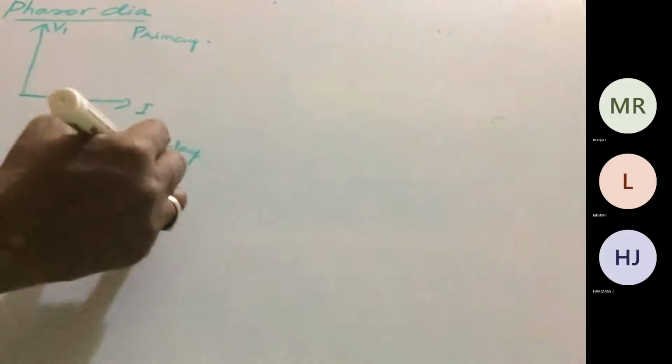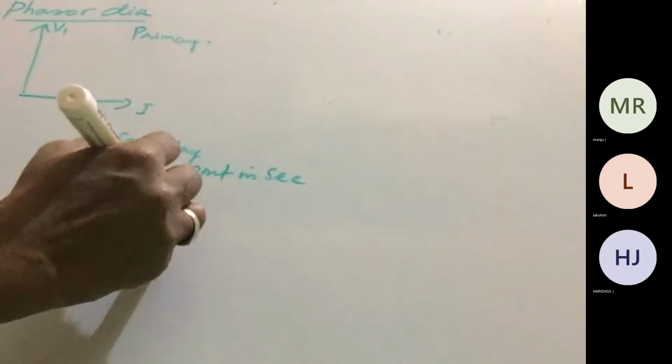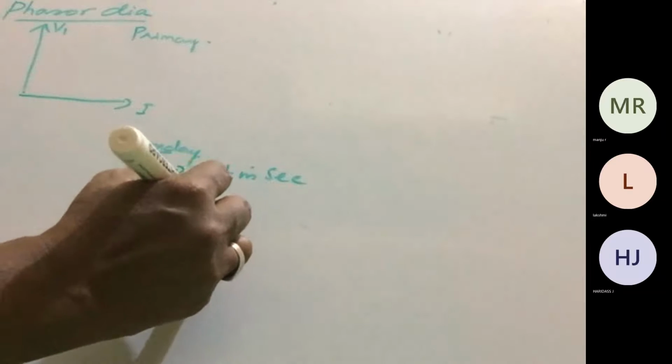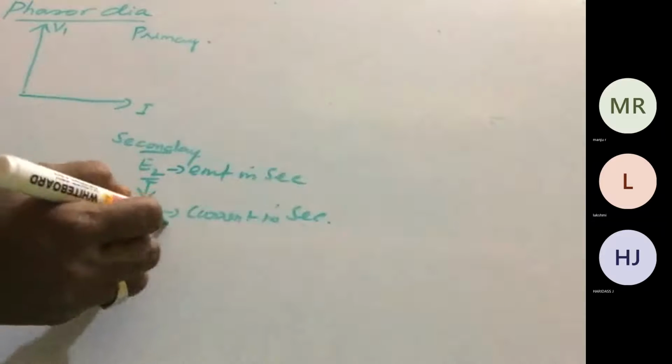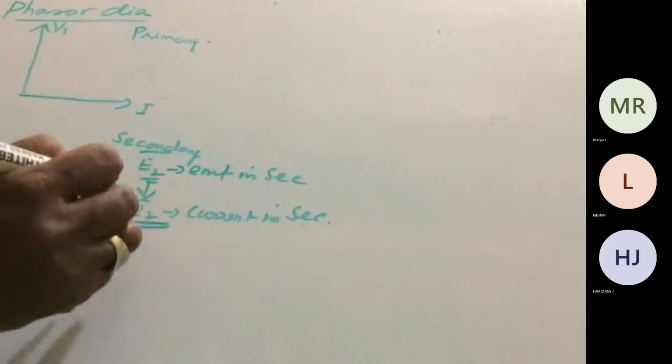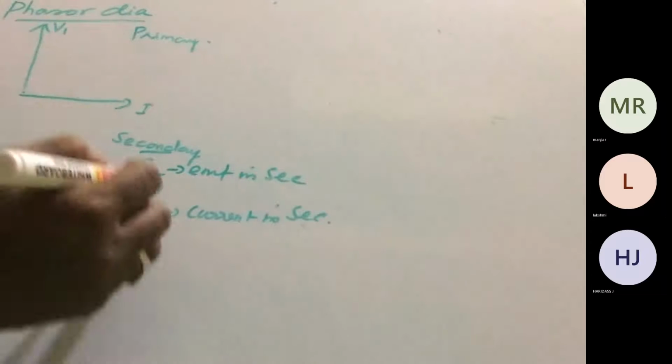So what about the secondary EMF? The induced EMF in the secondary will be E2, and the K value depends on the turns ratio. Due to the induced EMF E2, I2 will be the current which flows in the secondary. That I2 depends upon the load only, which may be lagging, leading, or in phase.